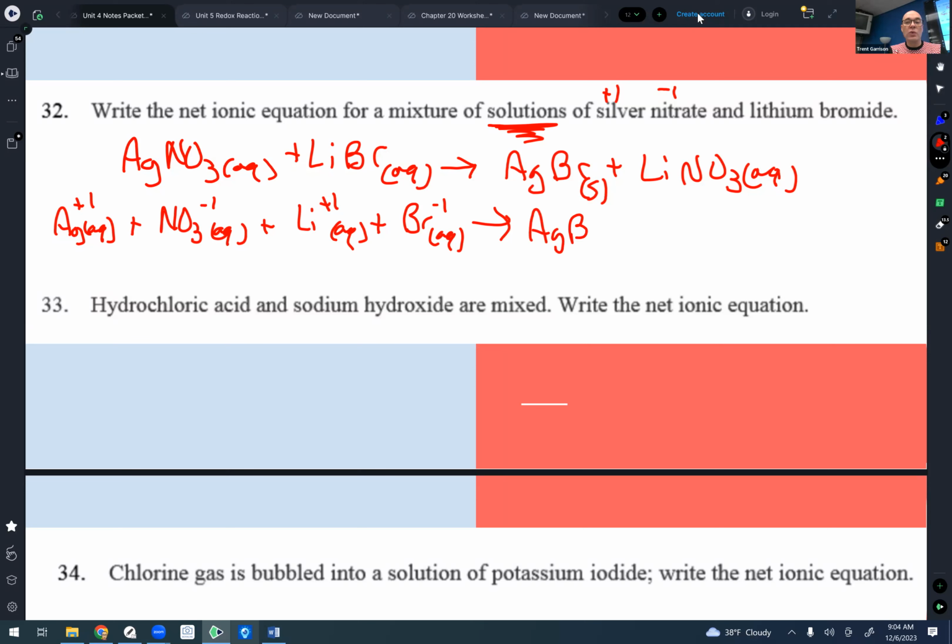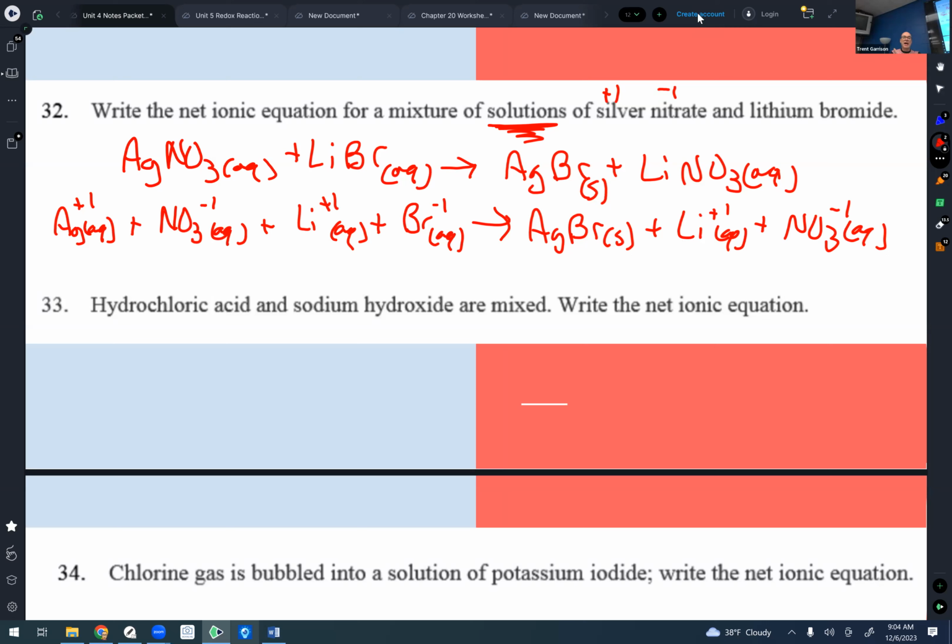So right away now, I am noticing there is a difference between the left side and the right side for Ag and for the Br. On the left side, the Ag, it's aqueous, but on the right side, it's a solid. So something changed. So it gets to stay. But the lithium and the nitrate, they may not be so lucky. So I'm going to do lithium +1 aqueous. And I'm going to do nitrate -1 aqueous.